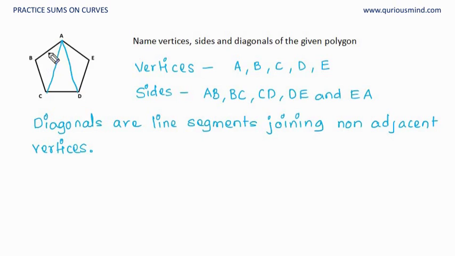same way for B, C and A are adjacent and non-adjacent are E and D. For E, A and D are adjacent and B and C are non-adjacent. But we have already drawn the line segment joining E and B. We will just join the rest. For D, we have already joined. For C, we have already joined. So how many do we have? We have 5 diagonals, and these are the 5 diagonals.